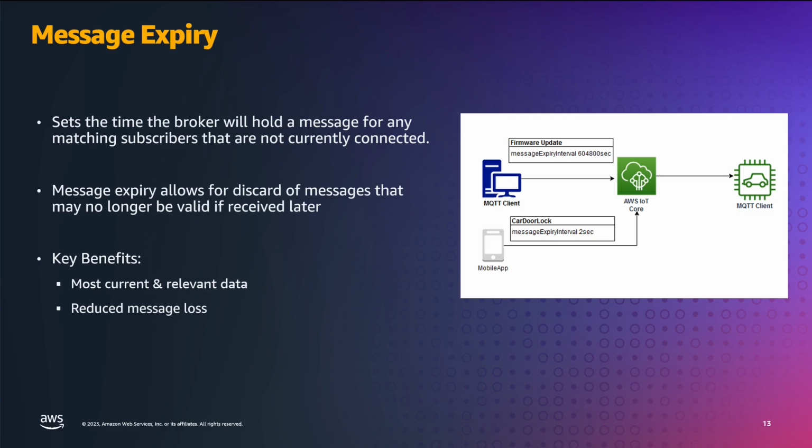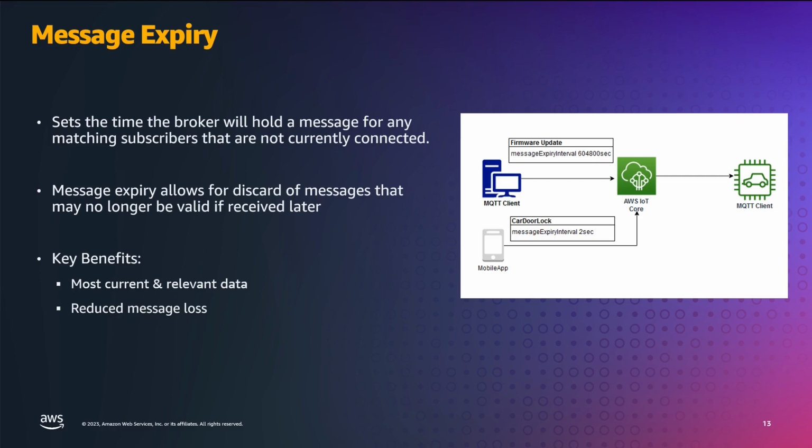And another one is the message expiry, which is different from session expiry because it is set at a message level rather than the whole session level. It allows the publishers to set an expiration time on the messages that they publish to the MQTT topics, which means that the messages will be automatically discarded by the broker if they are not delivered to the subscribers within a certain time frame.